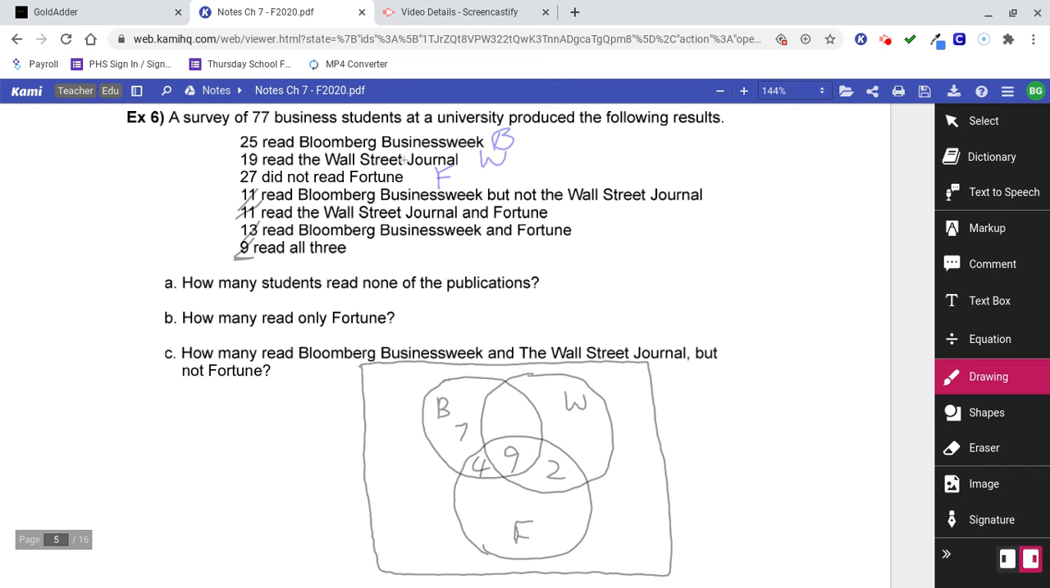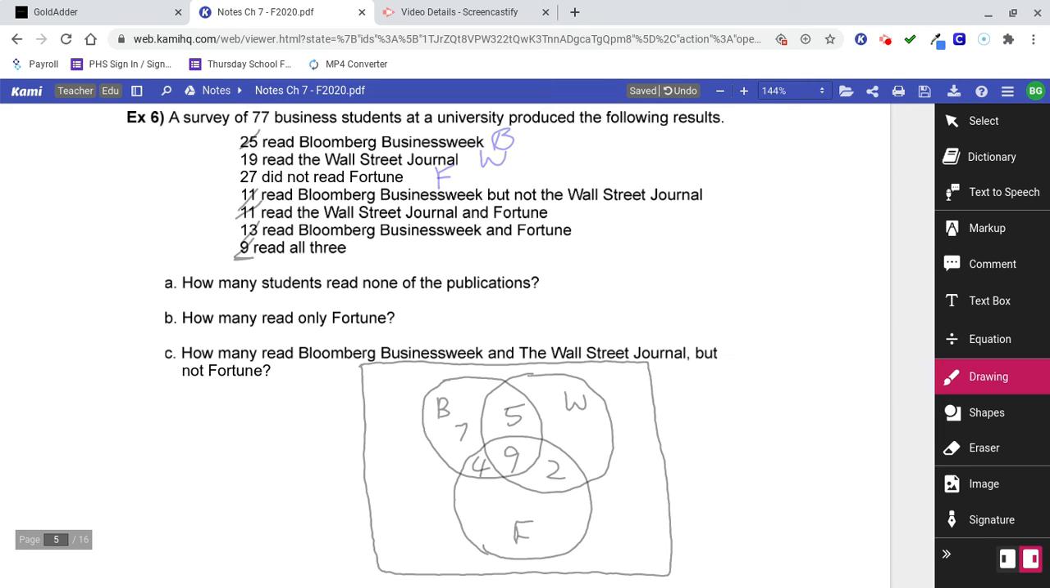25 read Bloomberg Business Week. Now look at this. We like it when there's only one empty space. Bloomberg Business Week is this circle right here, and this circle is going to have to add up to 25. Well, I've already got 7 plus 4 is 11, plus 9 is 20. I've already got 20 showing, so that means this space right here must be 5 in order to make those 4 numbers add up to 25.